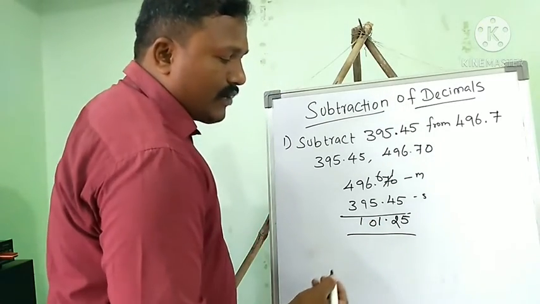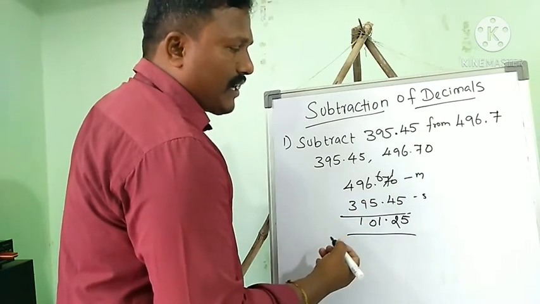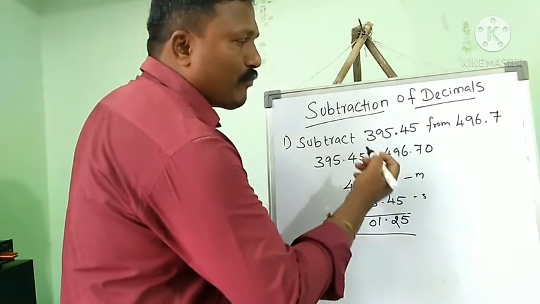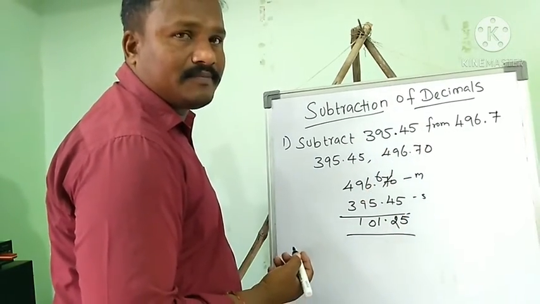Now 101.25 is the difference of 395.45 from 496.70. This is the answer.